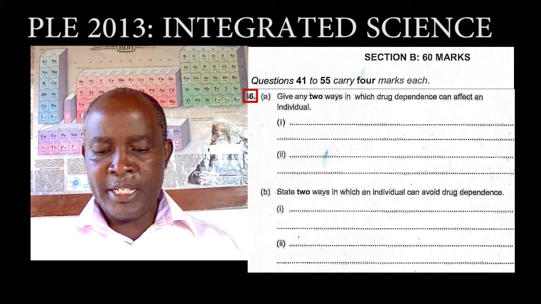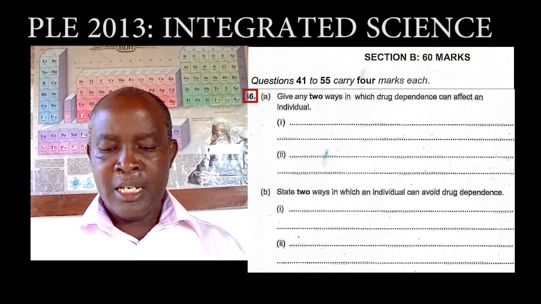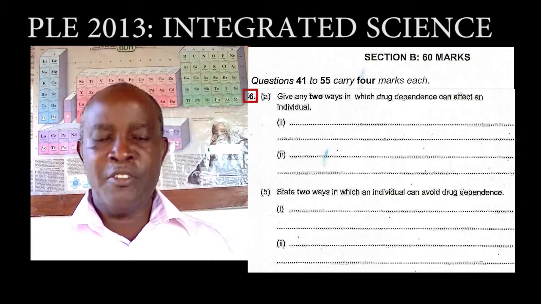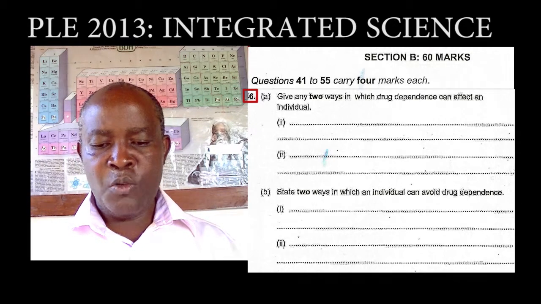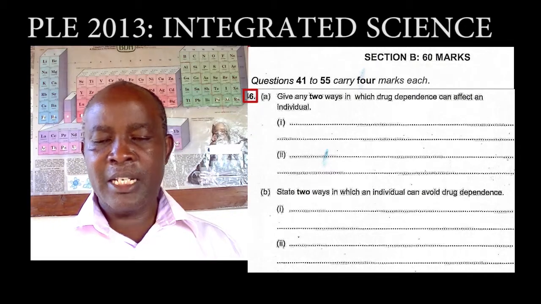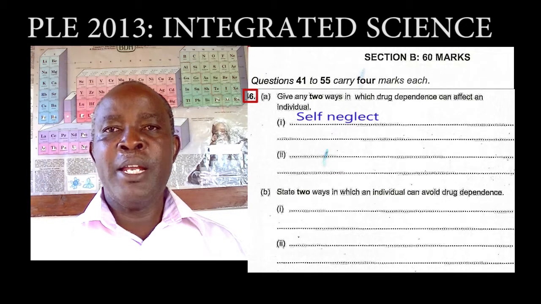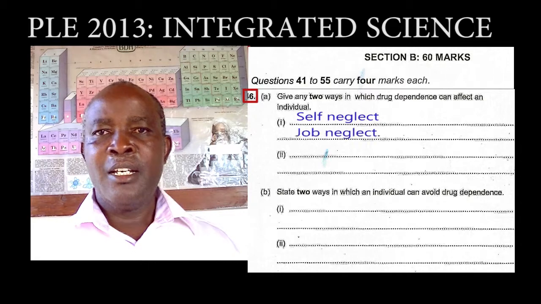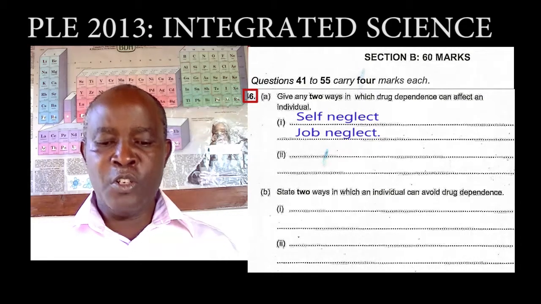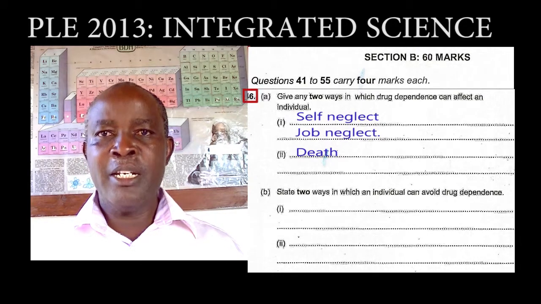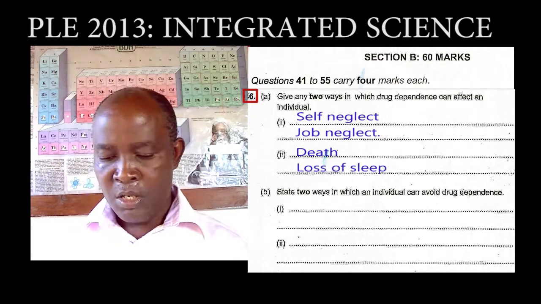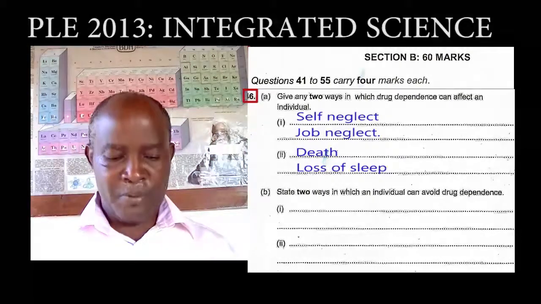Number 46. Give any two ways in which drug dependence can affect an individual. It may lead to self-neglect, it leads to neglect of job, it may lead to death, it may cause loss of sleep.